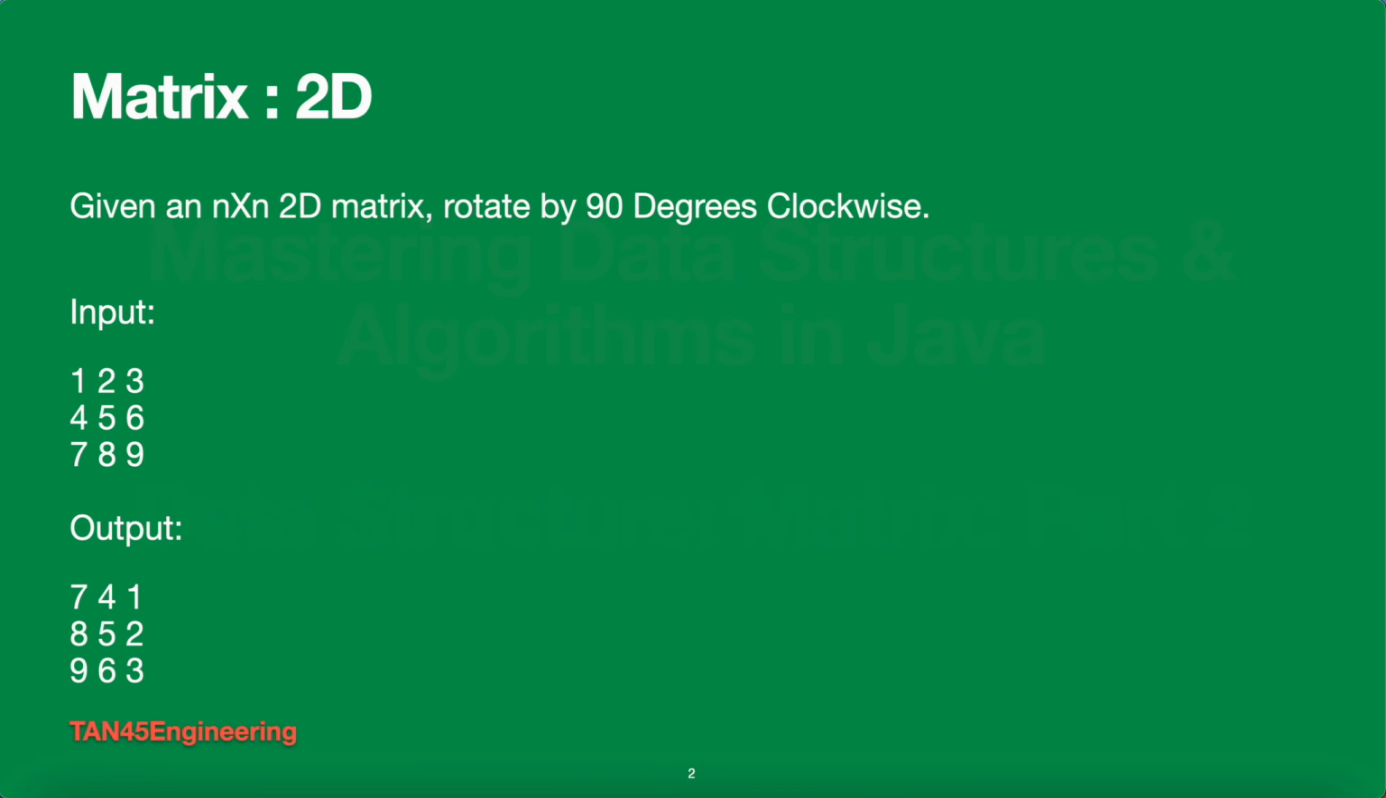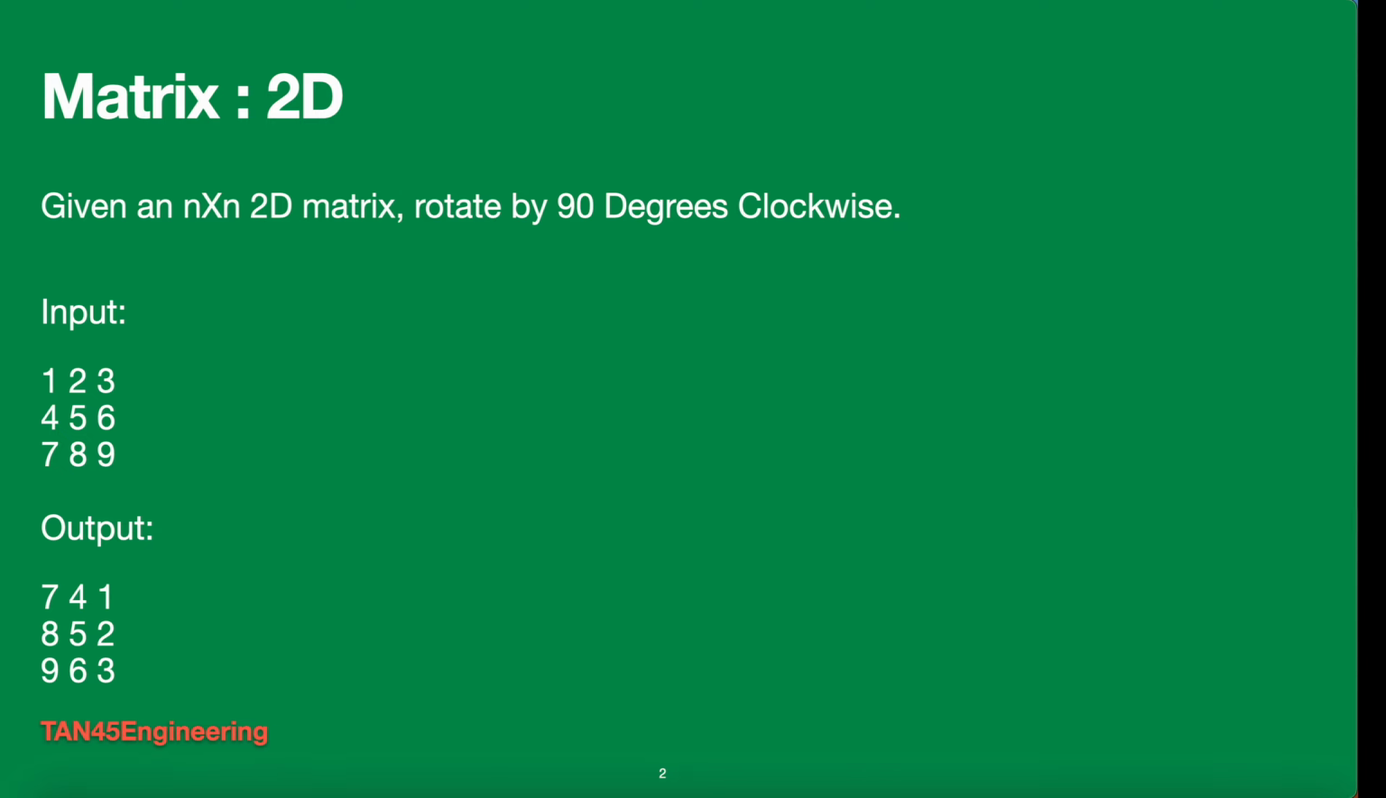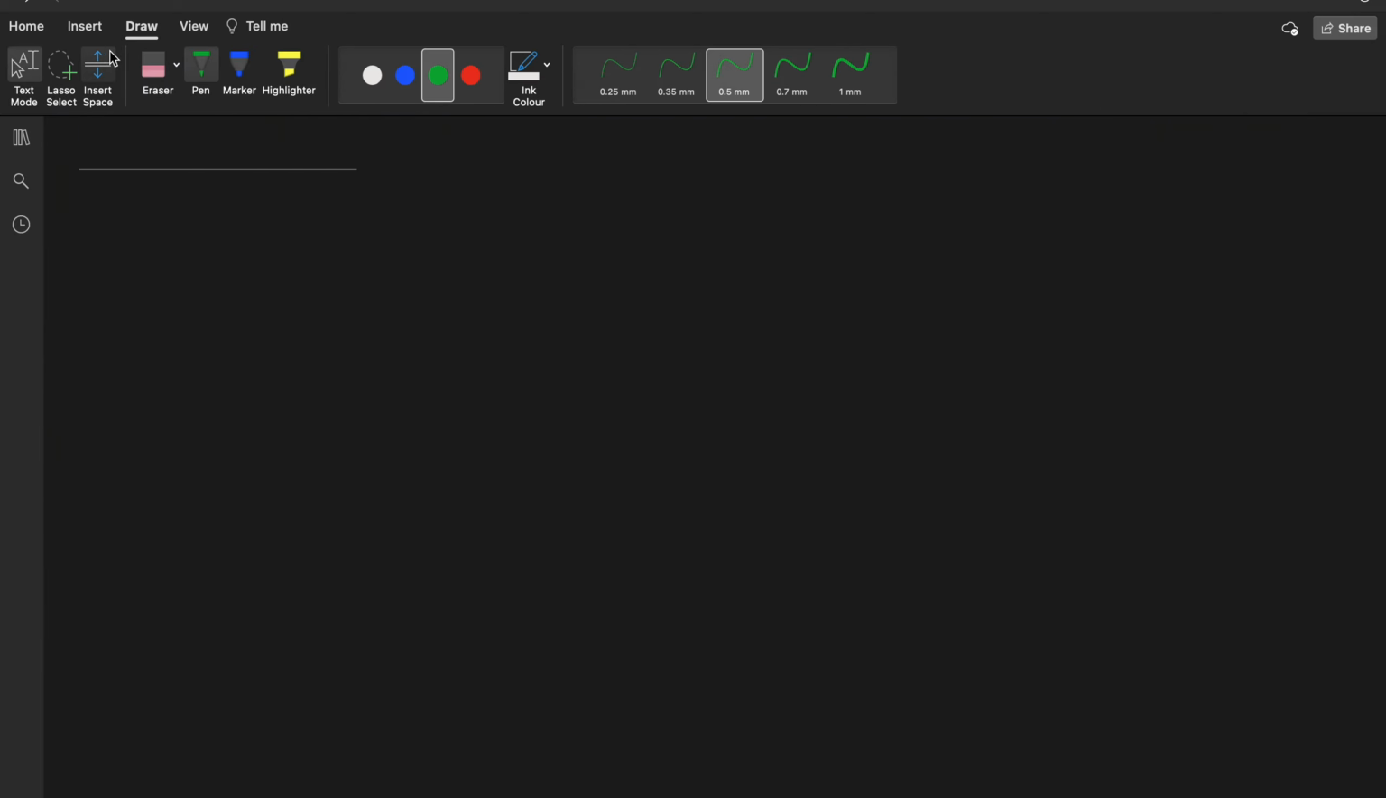Okay. So let's start with a 2D matrix code example. We have a question: given an n cross n 2D matrix, rotate it by 90 degrees clockwise. We are given the input 1 2 3 4 5 6 7 8 9, and we have to deliver the output 741 852 963. Okay, let's see.